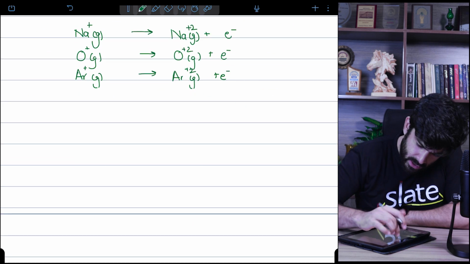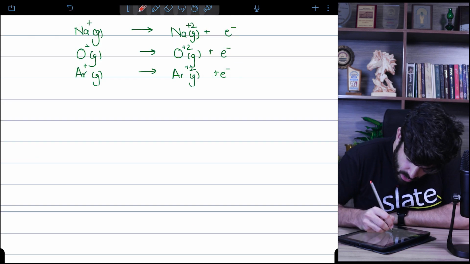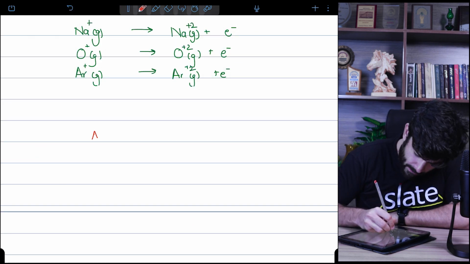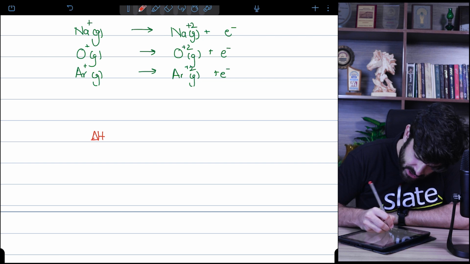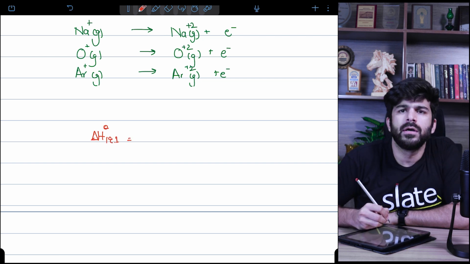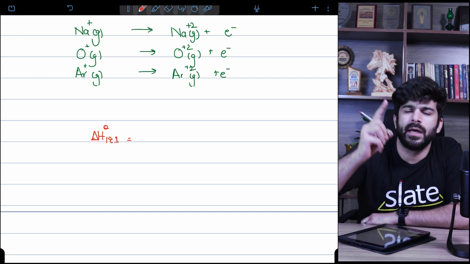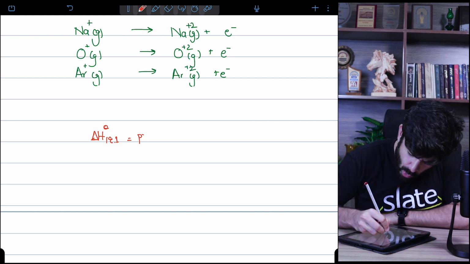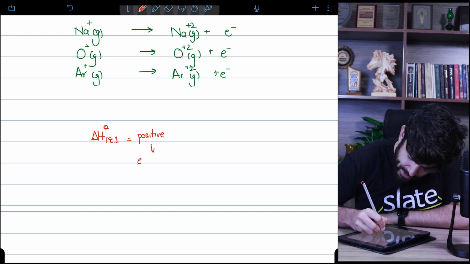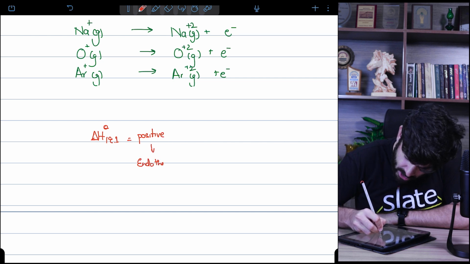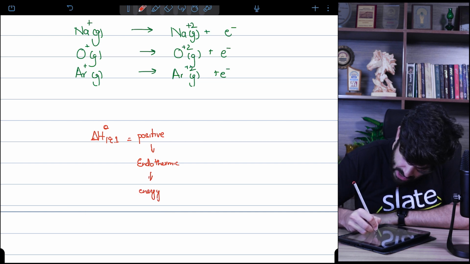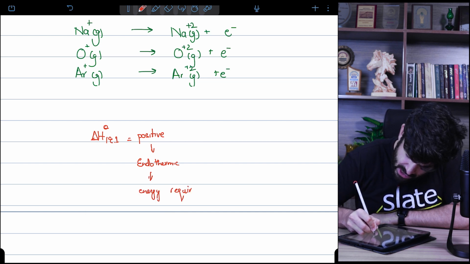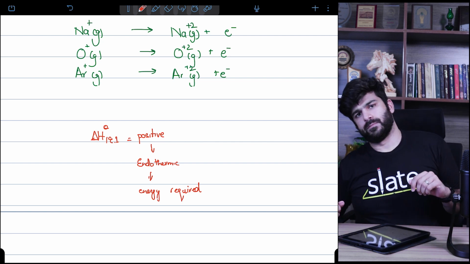So now we know that if I talk about the standard enthalpy change of ionization energy, this is a positive value. Why positive? Because it's endothermic. Why endothermic? Because energy is required. That's one thing.